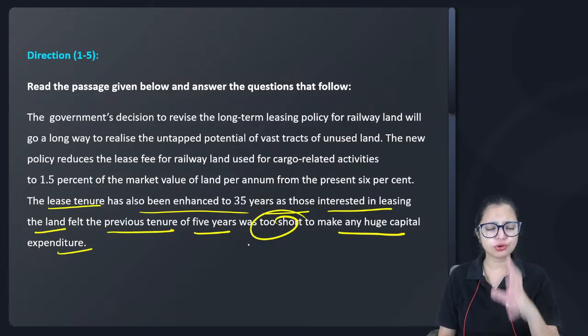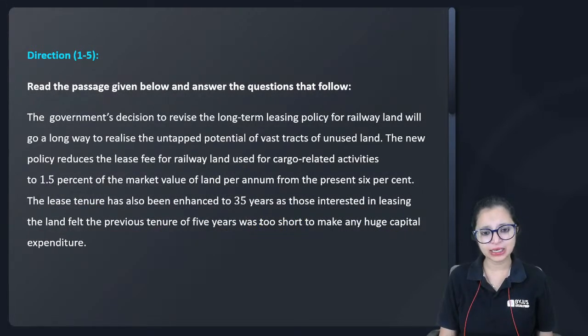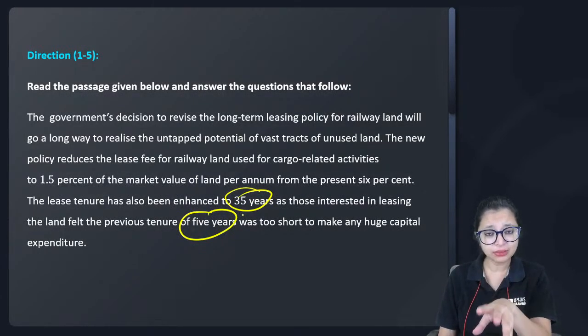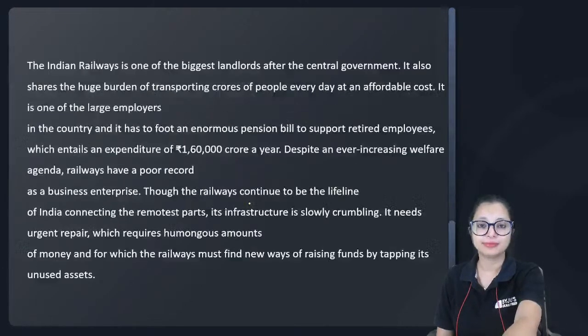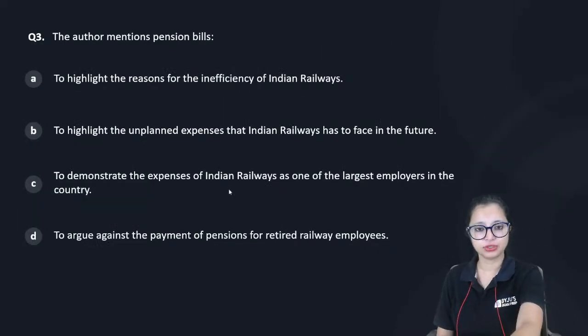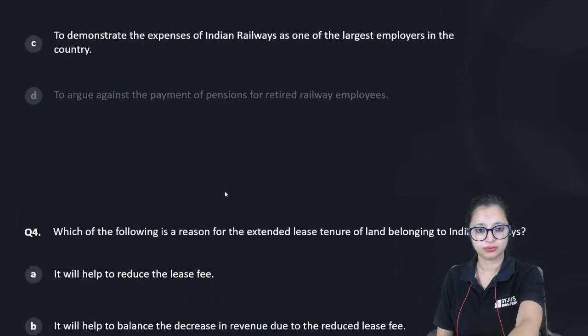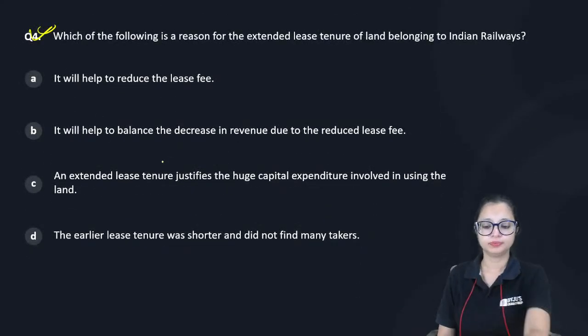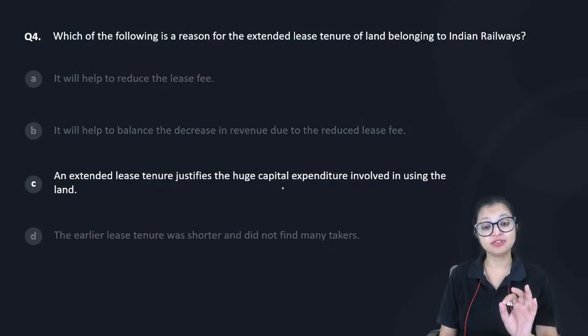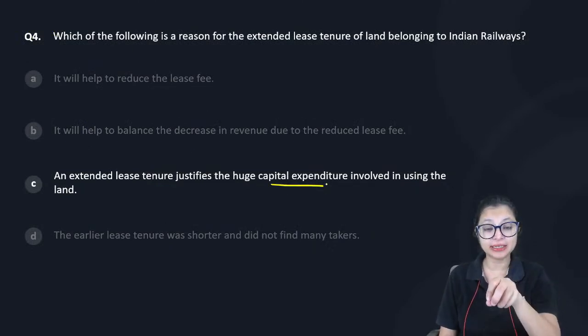मैं crores and crores of rupees लगा रही हूं सिर्फ 5 साल के लिए, मैं उससे प्रॉफिट नहीं कमा सकती हूँ. तो अगर मैं इन्वेस्ट कर रही हूँ और मेरे पास 35 साल का टाइम है, I can make profit in that time. So if I'm investing, I need some long-term lease where I can make profit. जल्दी से देखो आंसर क्या है. Here. So it will reduce the lease fee? No. The line clearly said that it justifies the capital expenditure a person does, a third party does.